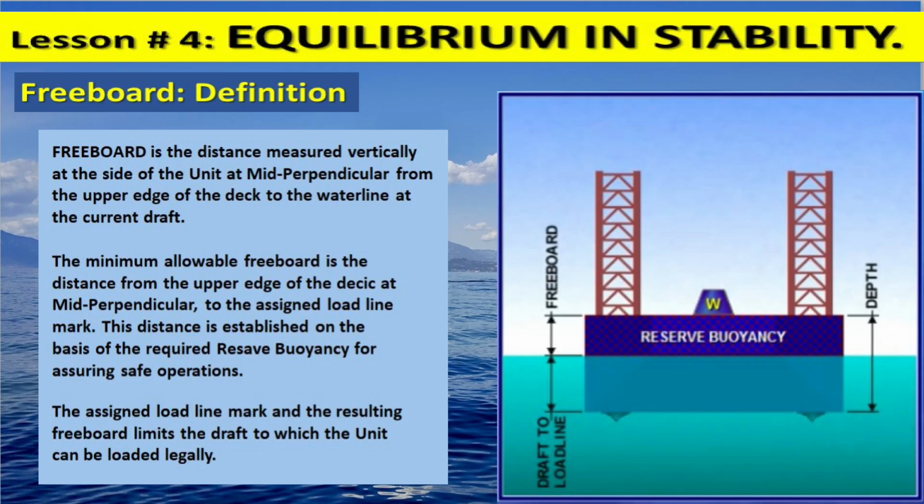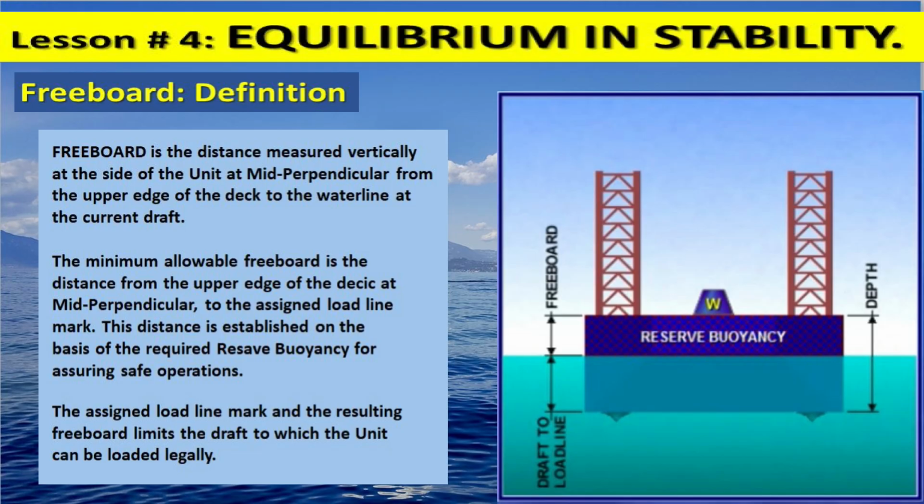Freeboard is the distance measured vertically at the side of the unit at mid-perpendicular from the upper edge of the deck to the waterline at the current draft. The minimum allowable freeboard is the distance from the upper edge of the deck at mid-perpendicular to the assigned load line mark. This distance is established on the basis of the required reserve buoyancy for assuring safe operations. The assigned load line mark and the resulting freeboard limits the draft to which the unit can be loaded legally.